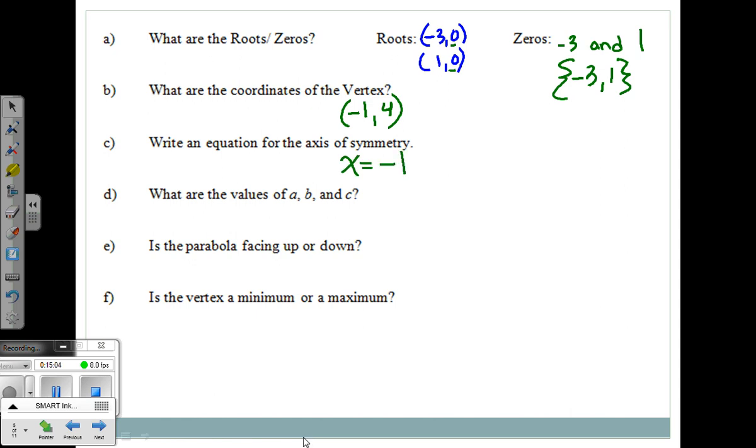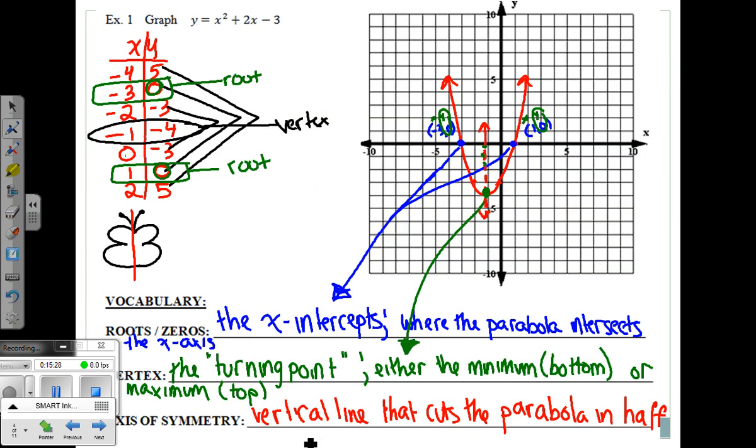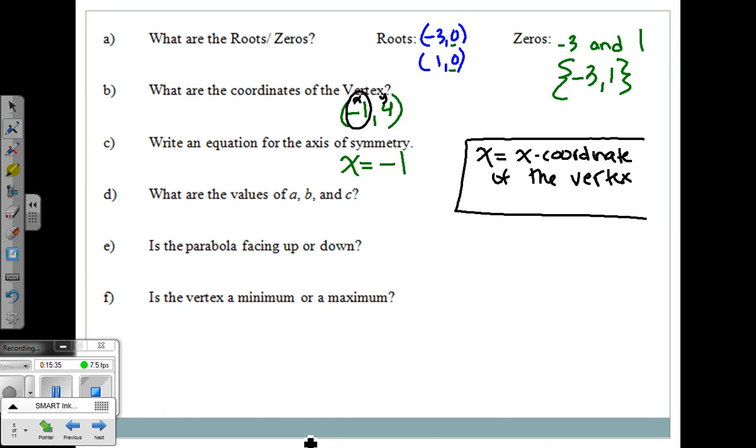But notice how this -1 is the same thing as the x value of the vertex. So you can make a note to yourself here on the side that x equals the x coordinate of the vertex. Because if you look at the graph, you see that this axis of symmetry cuts right through this point, which is the vertex. So it would make sense that they'd have the same x value.